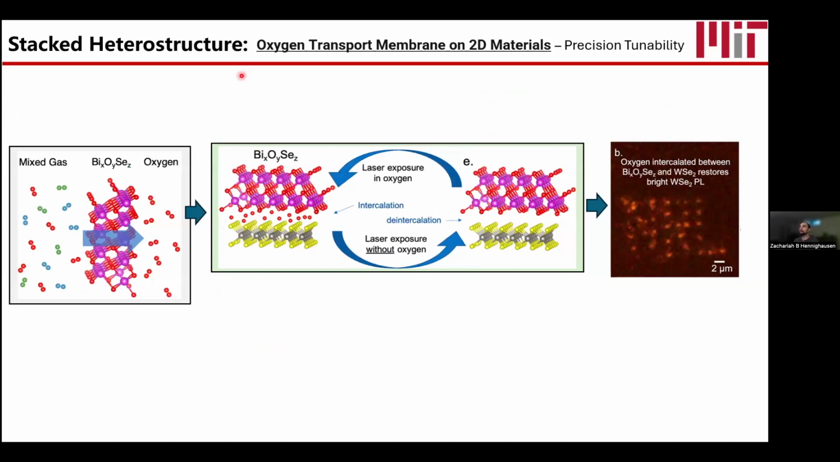Okay, finally, I combined an oxygen transport membrane on top of 2D materials. Oxygen transport membranes are very simple. Here's a membrane, you have a mixed gas on one side, and it only allows oxygen to pass through. So the oxygen molecule will break up at the surface, pass through as atoms and then recombine on the other side. And this allows you to make fuel cells. So think clean energy, think hydrogen economy, a lot of promise right there.